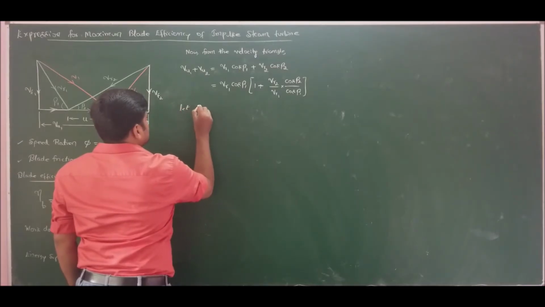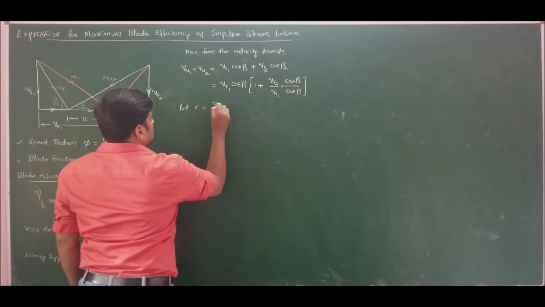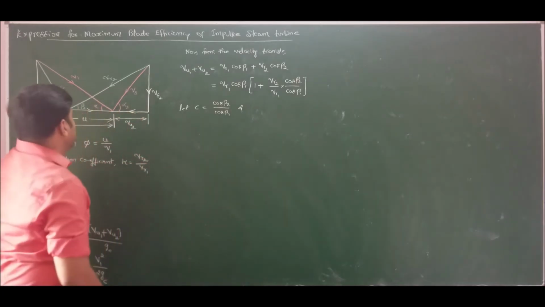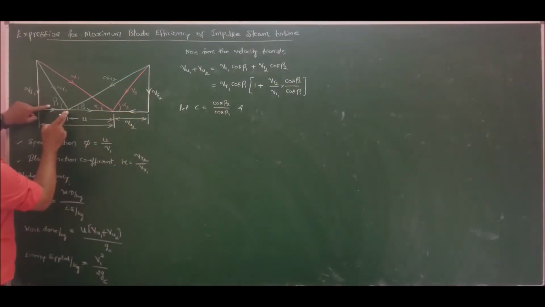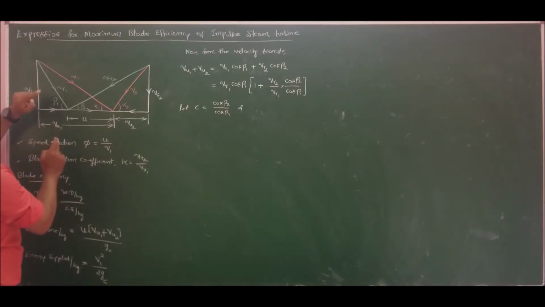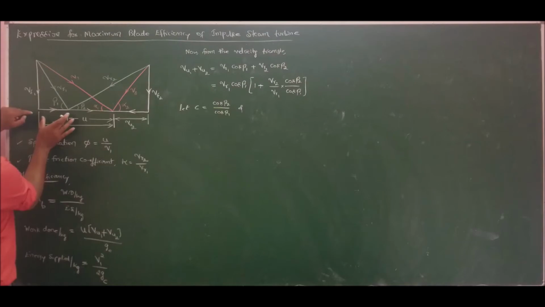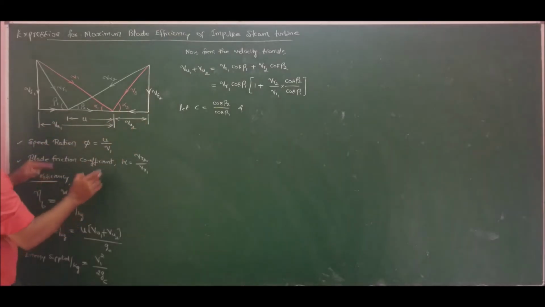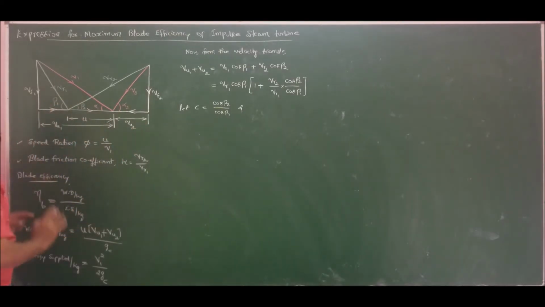Let C be equal to cos beta 2 by cos beta 1. Also, VR1 cos beta 1 can be expressed in terms of blade design parameters, that is V1, U and alpha 1, as VU1 minus U. VU1 minus U is nothing but VR1 cos beta 1. VR1 cos beta 1 is equal to VU1 minus U, whereas VU1 is nothing but V1 cos alpha 1.